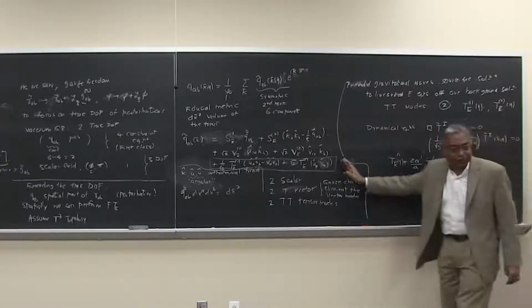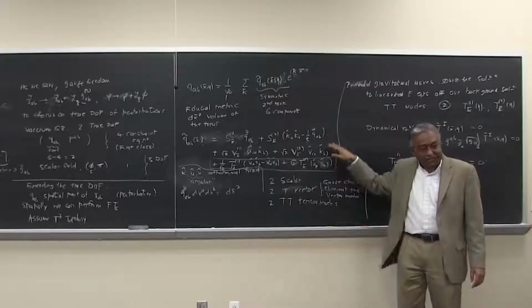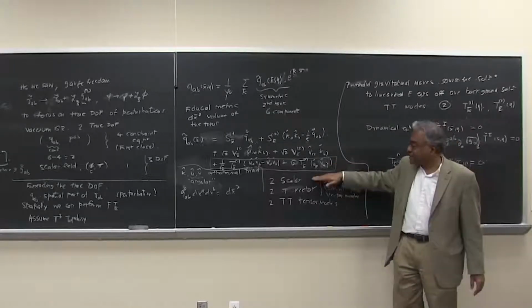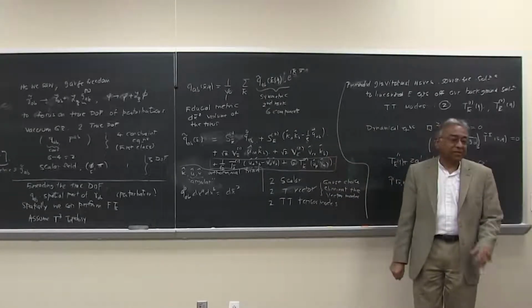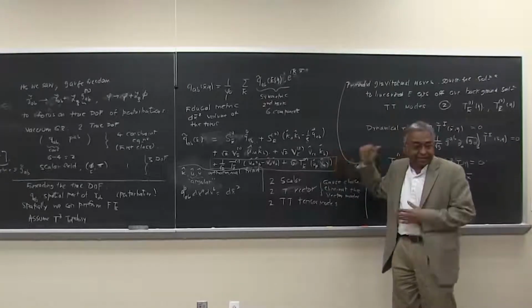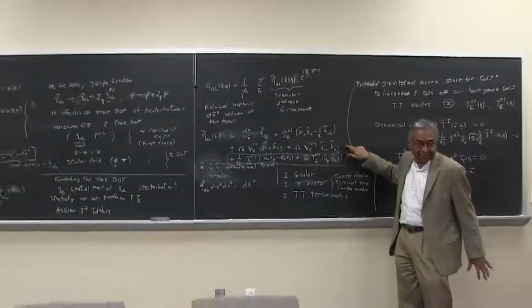Actually, for the tensor modes, there's a second point that I'm making. It's not obvious, but it's true. The tensor modes are gauge invariant by themselves, and therefore this gauge fixing, in which we eliminate some modes and so on, really doesn't affect the tensor modes. It does affect the scalar modes, as we'll see in a minute, but not tensor modes.